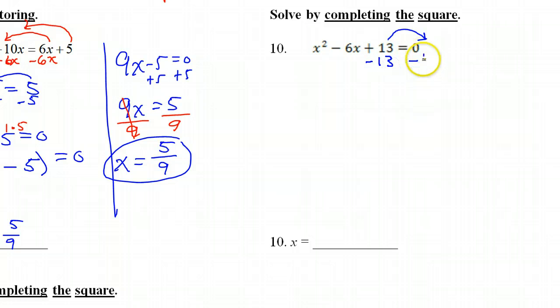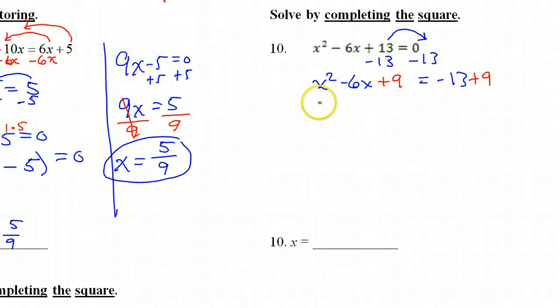I need to get rid of this by subtracting 13 from both sides. So that's going to give me x squared minus 6x, leave a space, is equal to negative 13. Now I can do half the middle squared to complete the square. Half of this is 3, 3 squared is 9, so I'll put plus 9 on both sides. Now I can factor this. So this should factor as the same thing twice, or else I did it wrong.